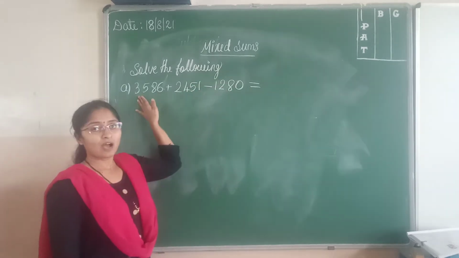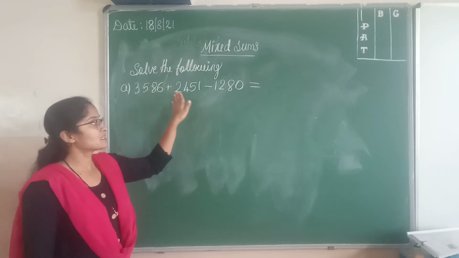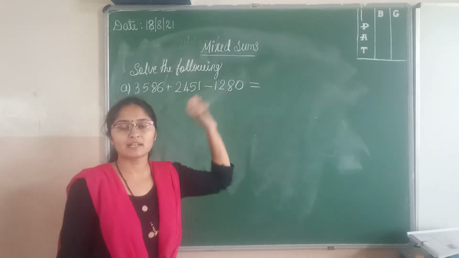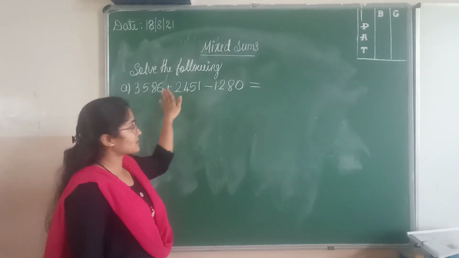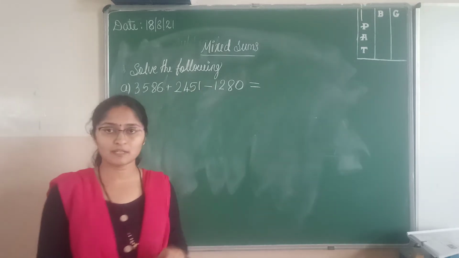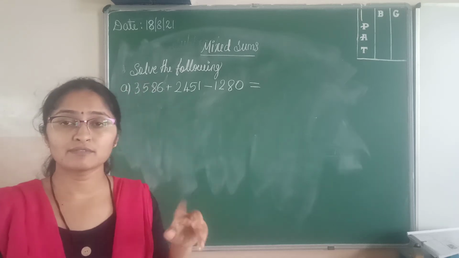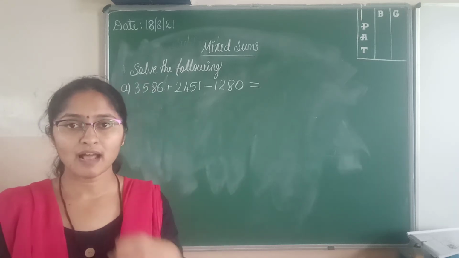Like 3586 plus 2451 minus 1280. Now in this addition is also there and subtraction is also there. At this time, how to solve this problem, whether we have to subtract first or add first.